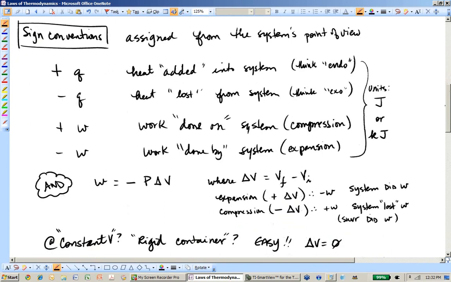So the sign conventions, like I said, can get a little hairy, so let's get our heads wrapped around them right now, from the get-go, as we would say in Texas. The sign conventions are assigned again from the system's point of view. If you assign a positive Q value, that's because you added heat into the system. It got hot. It got warmer. Its temperature went up. The final temperature is greater than the initial temperature.